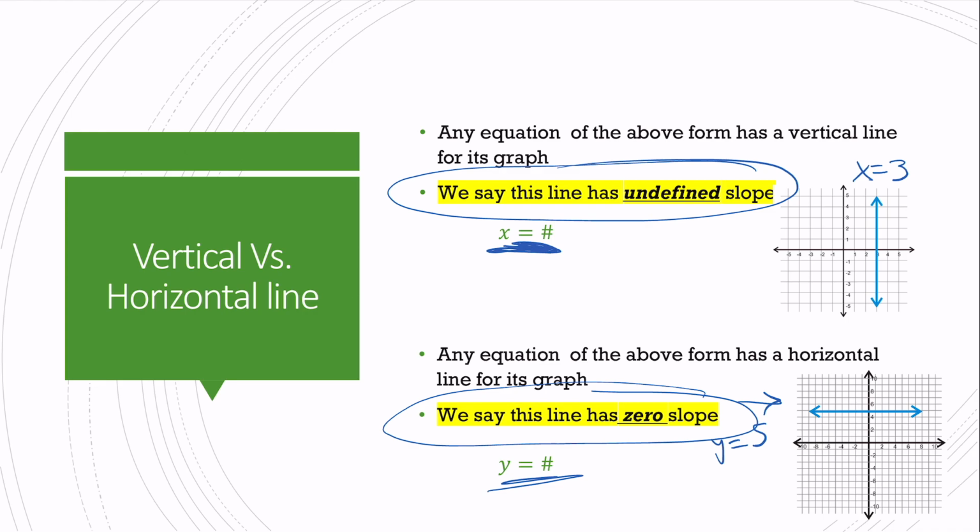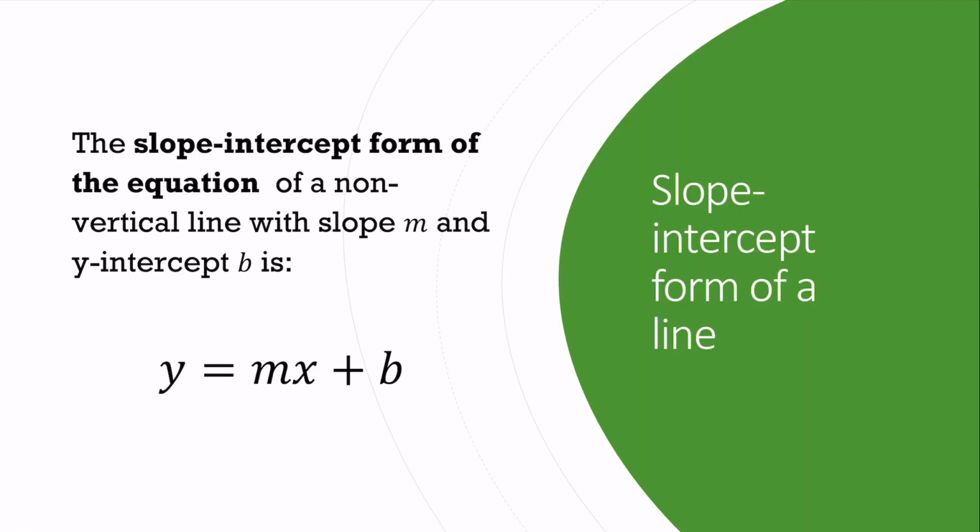Now, what if I didn't want to calculate the slope using the slope formula? Is there another way I can determine the slope of a line? And there is. That is slope-intercept form. So the slope-intercept form of a non-vertical line, meaning a line that doesn't look like x equals some number, is going to have slope m and y-intercept b if we are able to isolate that y.